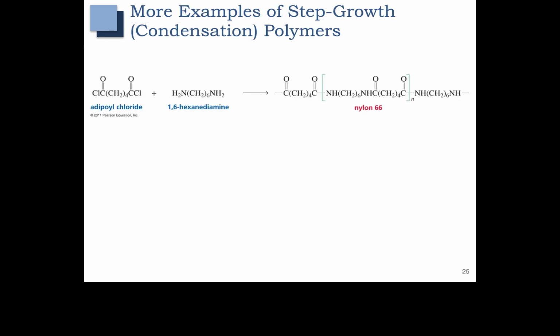Here are some more examples of step growth or condensation polymers. In this case, we have an acid chloride reacting with an amine. You don't even need to add anything here to get the reaction going and get this nice polymer of nylon 66. Remember that we have a pretty reactive acid chloride, so the amine is just going to attack directly. Right, the electrons come up.